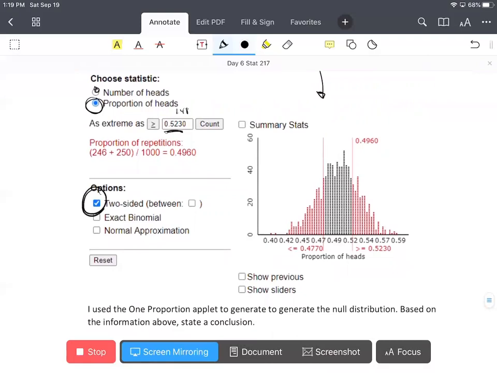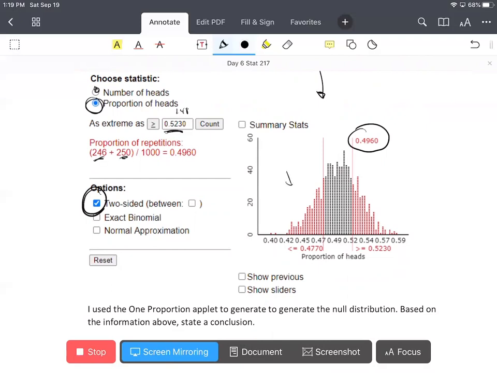So the thing that's different from what we've done so far is right here. We know that it's not equal to, so it's two-sided. So you need to click that box and then out comes the result. Now this 0.4960, that's our p-value.